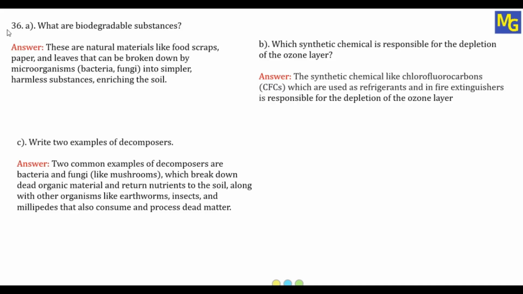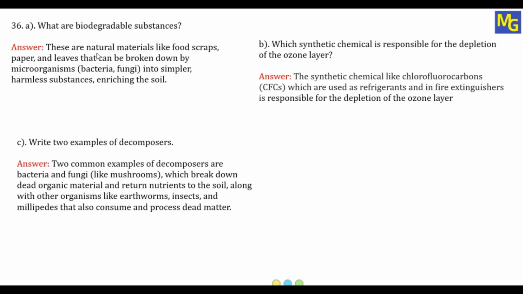Now the next question, question number 36, which is again divided into 3 parts, A, B and C. We will start with A. What are biodegradable substances? Degrade means decompose, and bio means living. So we have to tell the substances which are decomposed with the help of biological organisms. Those are called biodegradable substances.